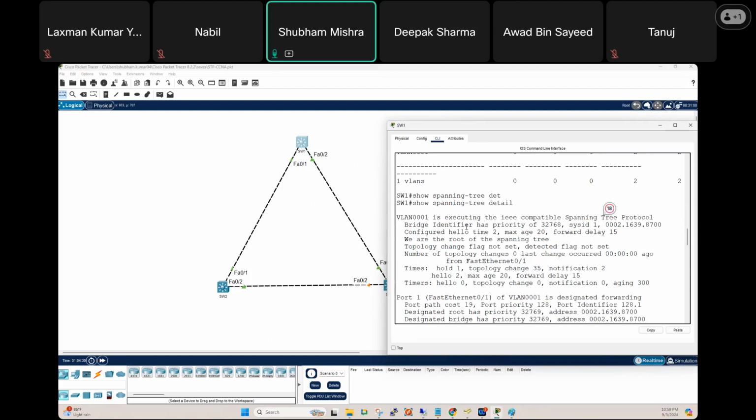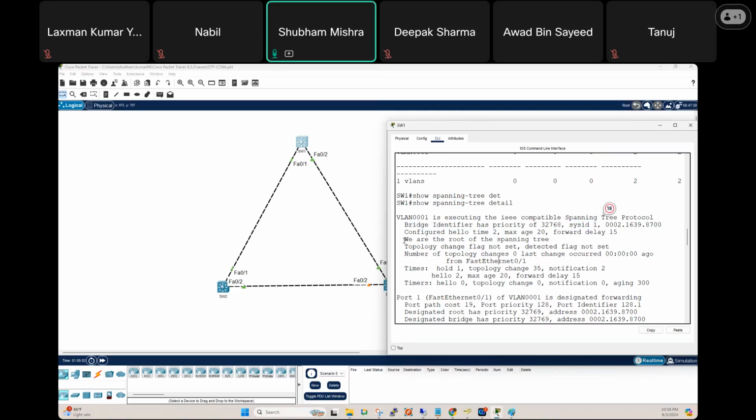See, what is the bridge identifier? Bridge priority is 32768 by default. What is the system ID? System ID means VLAN ID, that is 1. So that's the reason overall your bridge priority is 32769. And this is the hello time. It means the switch will send the BPDU every 2 seconds. Forward delay time is 15 seconds.